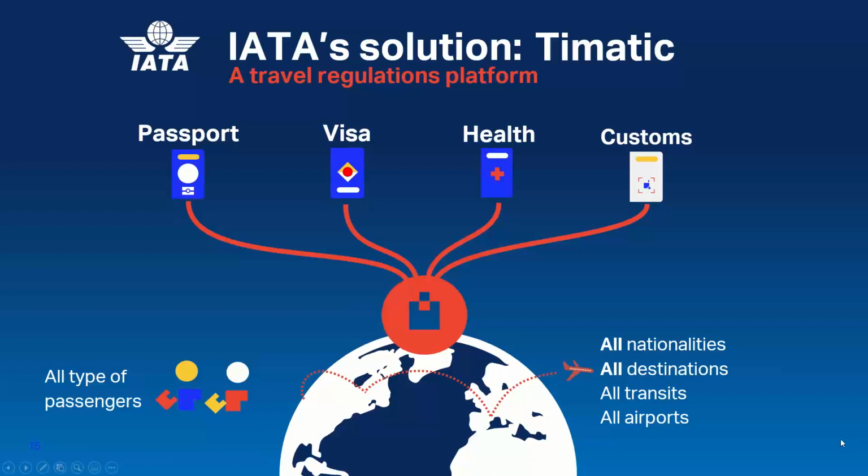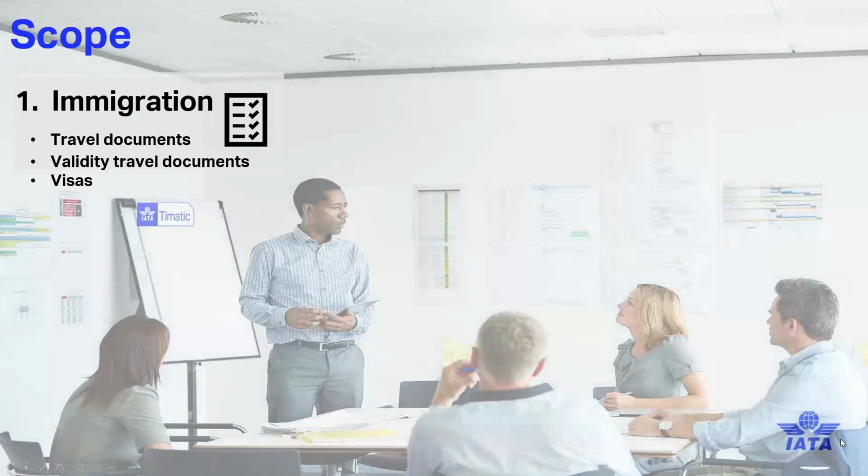So the content that is available in Thematic covers the following. Immigration requirements, such as what you see on your slide, travel documents accepted by each country, and that is any document that is accepted in lieu of a passport. The validity of those documents, and also who is exempt from needing a visa, or if passengers are eligible to obtain one upon arrival.